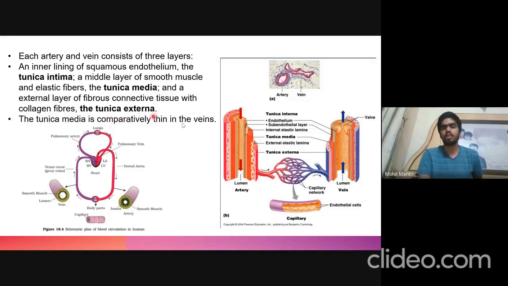tunica externa. So the thickness of these layers varies from artery to arteriole to veins and venules, depending on their function and use. Generally, the tunica media in the artery is very thick, so the smooth muscle layer in the artery is very thick, and it is thin in case of vein. And capillaries only contain a single layer of endothelial cells, and these are very minute blood vessels. They are only a single layer thick and made up of endothelial cells.